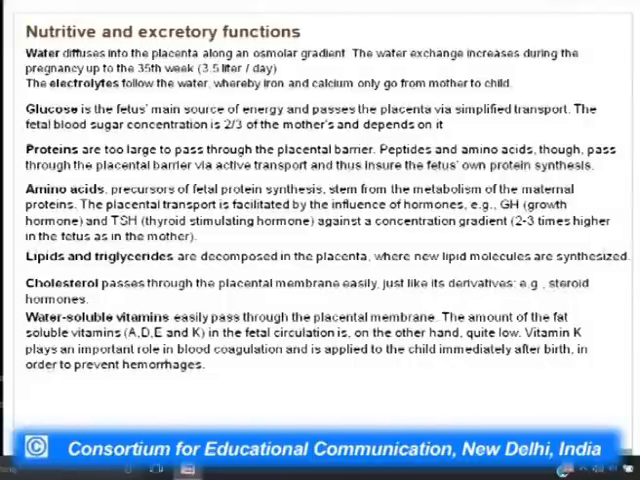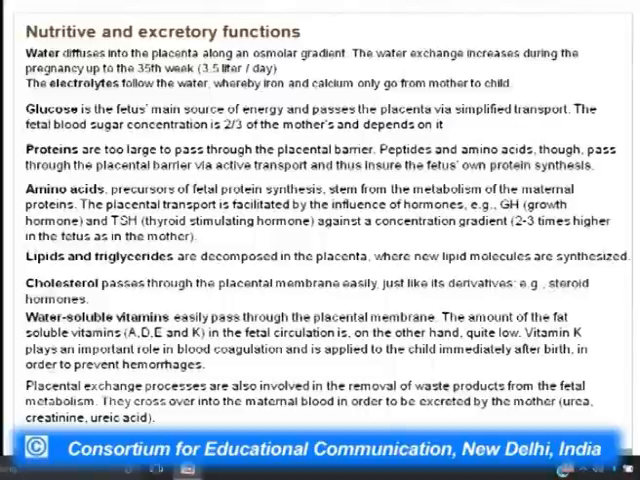The amount of the fat-soluble vitamins, which is A, D, E and K in the fetal circulation, is on the other hand quite low. So vitamin K plays an important role in blood coagulation and is applied to the child immediately after birth in order to prevent hemorrhages. So basically, fat-soluble vitamins, they are low in concentration. However, water-soluble vitamins are higher in concentration in the fetal tissue, and they can easily pass through the placental barrier. The placental exchange processes are also involved in the removal of waste products from the fetal metabolism.